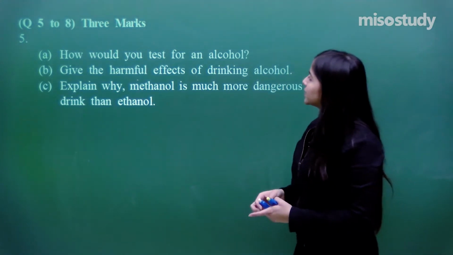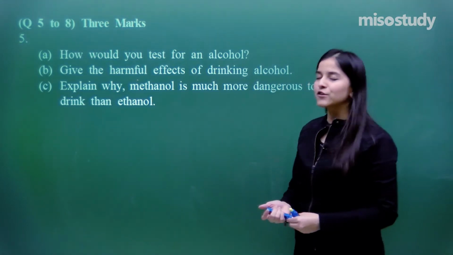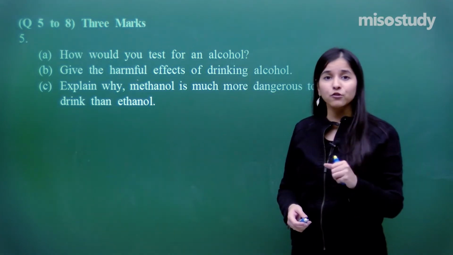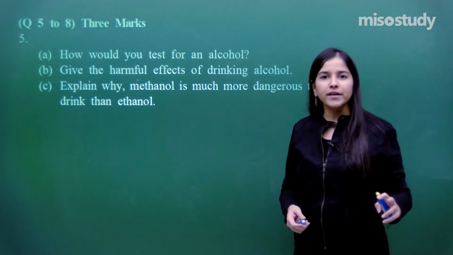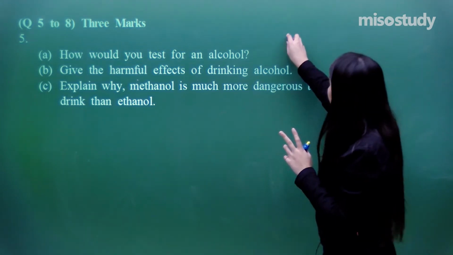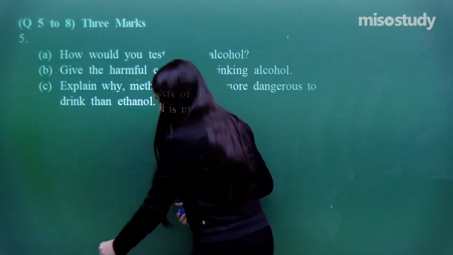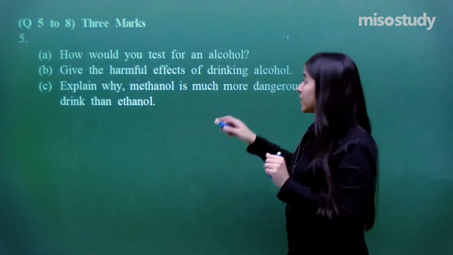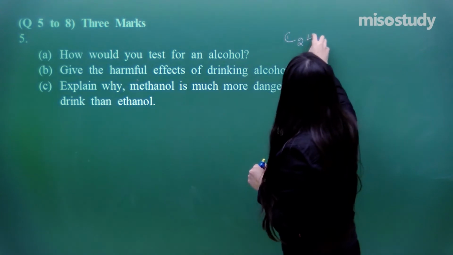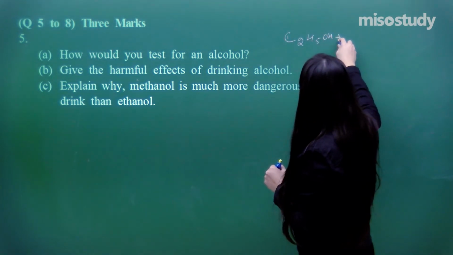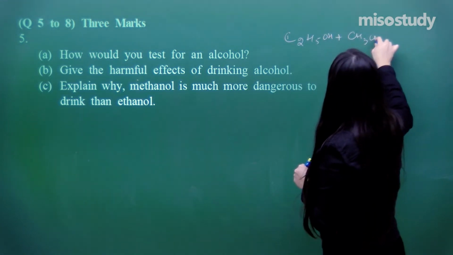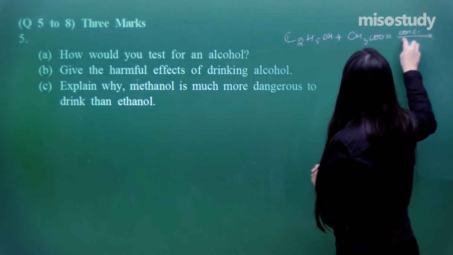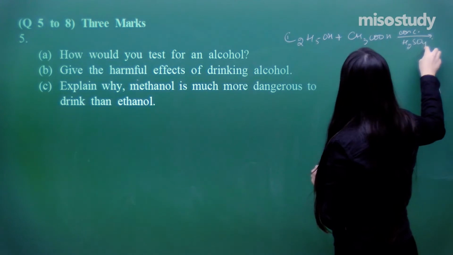5 to 8 are 3-mark questions. How would you test for an alcohol? What can be a possible test which will detect that this is an alcohol? So what you can do is, first reaction, just wait. Yeah, so first reaction can be, if I just try to react this alcohol with acetic acid, yes? What is the possible product which is formed in the presence of a few drops of concentrated sulfuric acid?